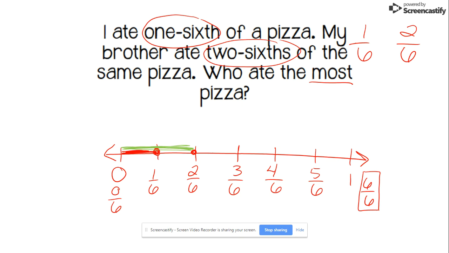And my question says who. So I need to write the name of the person who ate more pizza. So the person who ate 2/6 was my brother. So in my answer, I would write my brother.